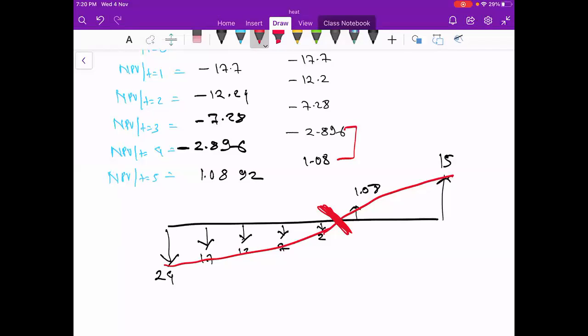Yes, below part you can take it. This below part is loss, and this upper part is profit.